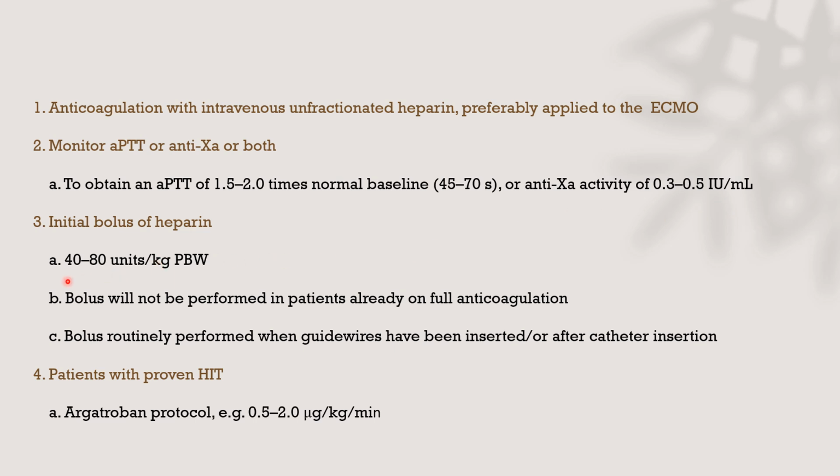Give a heparin bolus of 40 to 80 units per kg body weight; a bolus is not preferred in patients already on full anticoagulation. A bolus is routinely given when guide wires have been inserted or the catheter insertion is planned. In patients with proven HIT, we can use argatroban protocol 0.5 to 2 mcg per kg per minute.